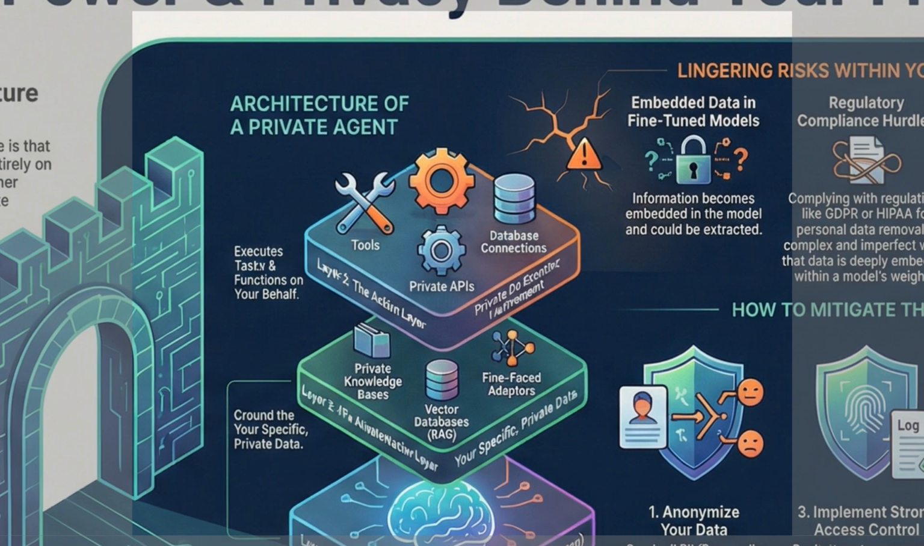Beneath the action layer sits your organization's knowledge fabric: private knowledge bases, vector databases, and fine-tuned adapters. These components encode policies, proprietary documents, and structured data. The agent retrieves only what's necessary for each task, so prompts are grounded in your own data rather than the public internet, helping maintain accuracy and confidentiality.